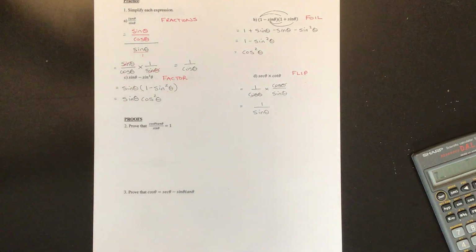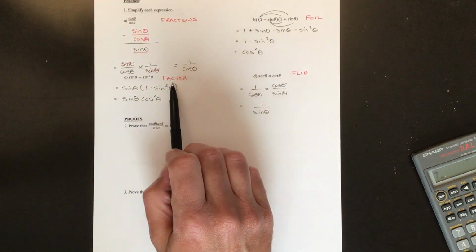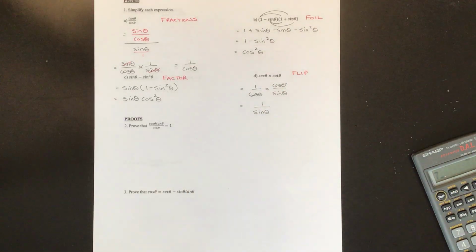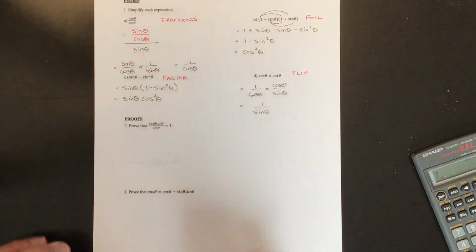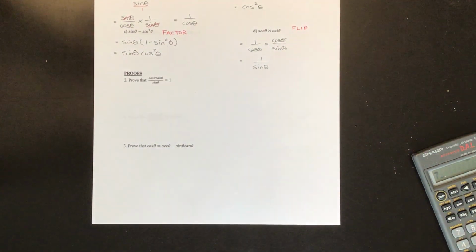So those are 4 examples of how we simplify identities. Okay, fractions, FOIL, factor, and flip, the 4 F's, kind of give us some hints or some direction when it comes to proving trig identities. So let's move on to actually proving trig identities.